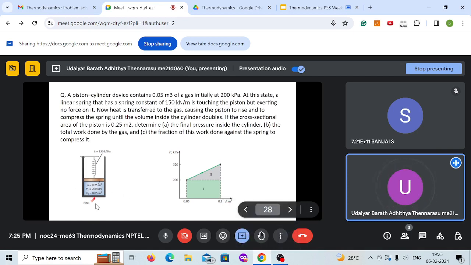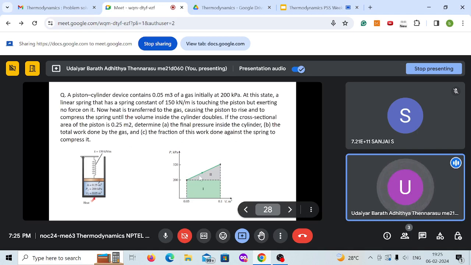Now what you are doing is you are supplying heat. Because the heat is supplied, the gas will be energized and start pushing the piston. So now that will compress the spring. If the cross sectional area of the piston is 0.25 meter square, determine the final pressure inside the cylinder, the total work done by the gas, and the fraction of this work done against the spring to compress it. So that is what is being asked.